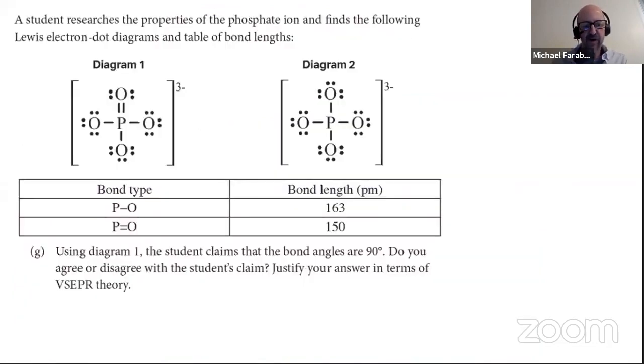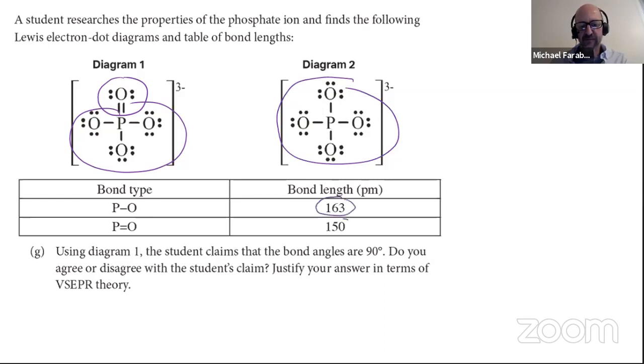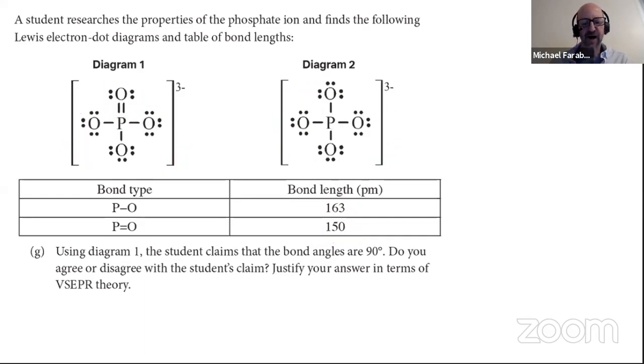Here we have a double bond and 3 single bonds. And here we have 4 single bonds. We are given the bond length for a single bond and a double bond. And so we'll be talking about this information in both parts G and H. Using diagram 1, the student claims that the bond angles are all 90 degrees.